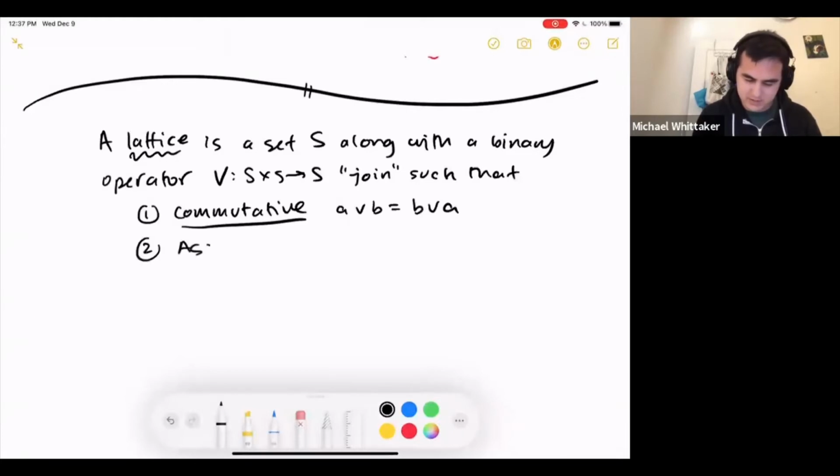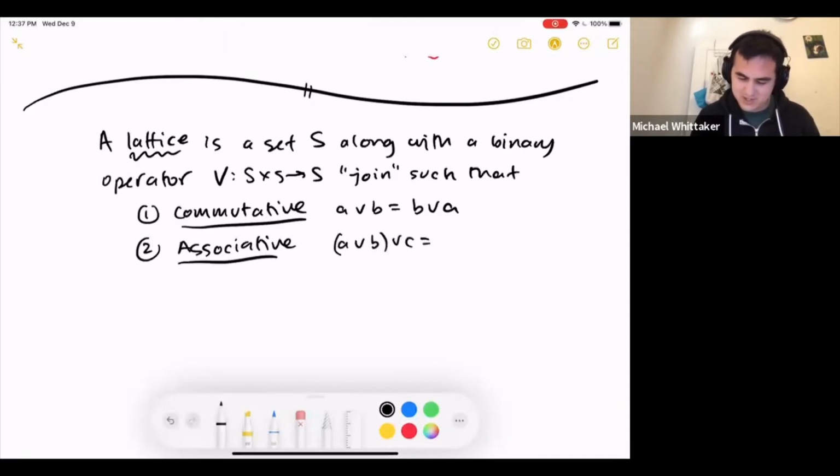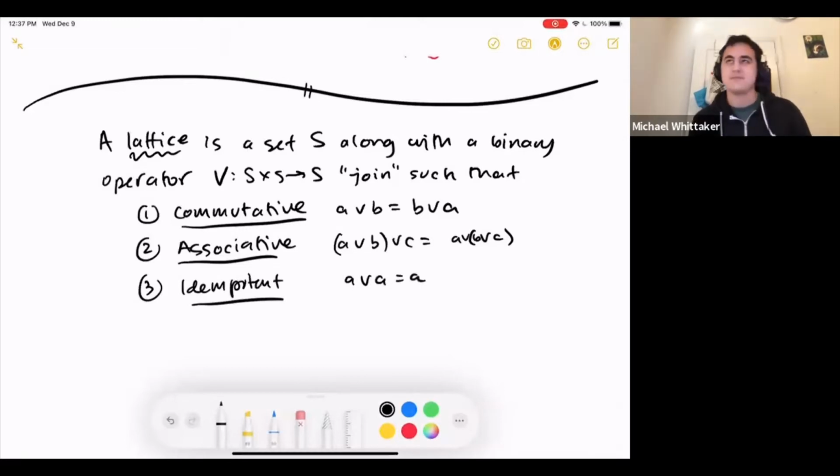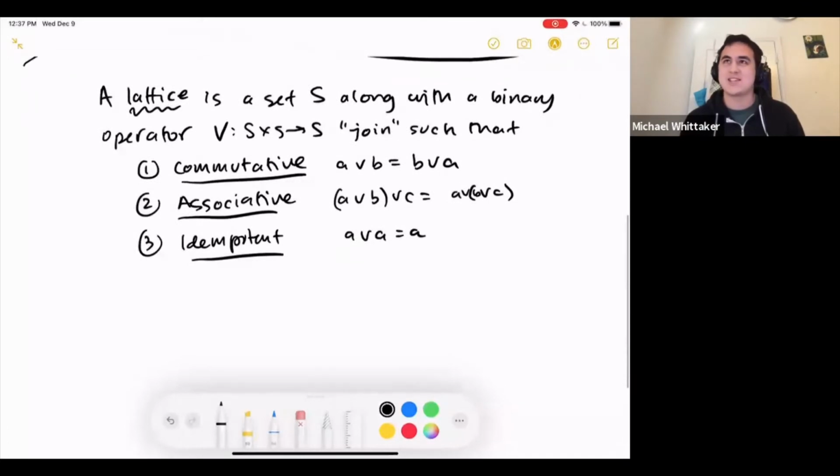Second, it's associative, which is to say that A join B and then join C is the same as joining B and C first, and then A. And the third is that it's idempotent, which means that A join A is equal to A. All right, so a lattice is just a set with some operator you can use to combine things. It's commutative, associative, and idempotent.